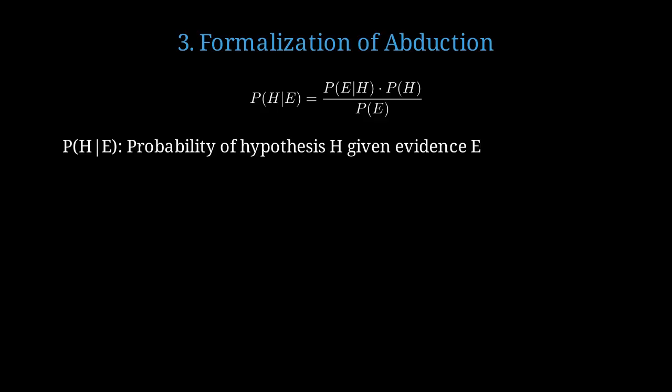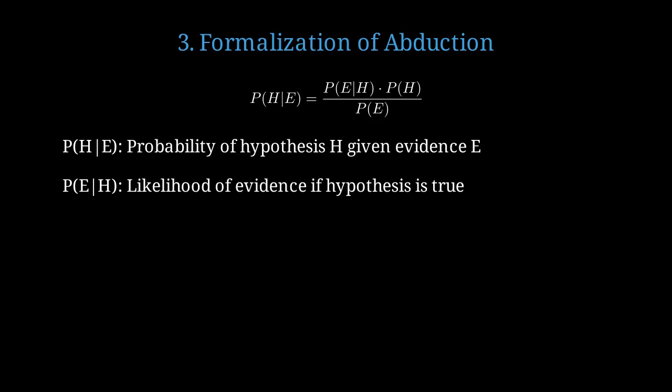Let's formalize computational abduction mathematically. At the heart of computational abduction is Bayes' theorem, which calculates the probability of a hypothesis given evidence. P of h given E is the probability of our hypothesis being true given the evidence we observed. P of E given h is how likely we would see this evidence if our hypothesis were true.